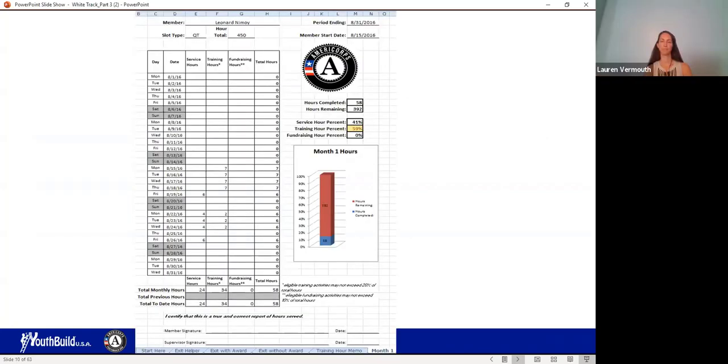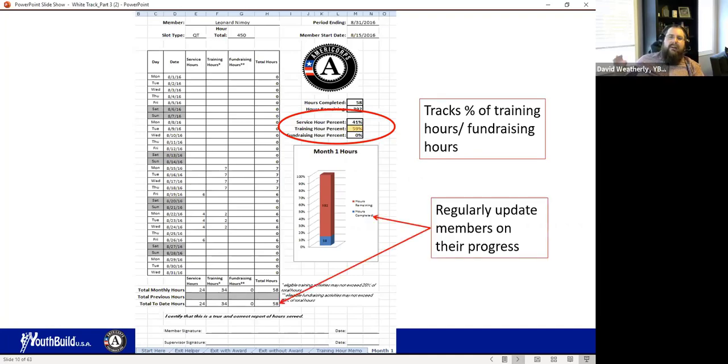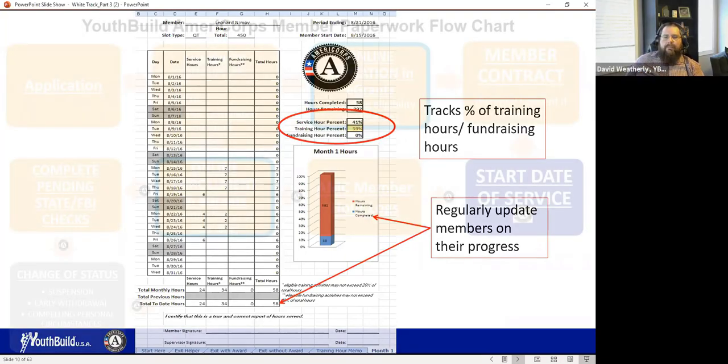And this is represented on the hour log in this section right here. It gives you a breakdown of what the current percentage is. So you enter in the numbers, and it'll total them up for you. If you're over that 20%, it will highlight it as yellow. And the reason it's yellow and not red is because it's a warning. You just have to fix it before the member exits, and then you're okay. But that's where it shows up. We also give regular updates to members. It's important that members are also aware of where they are with their hours, and this hour log is one way to do that.